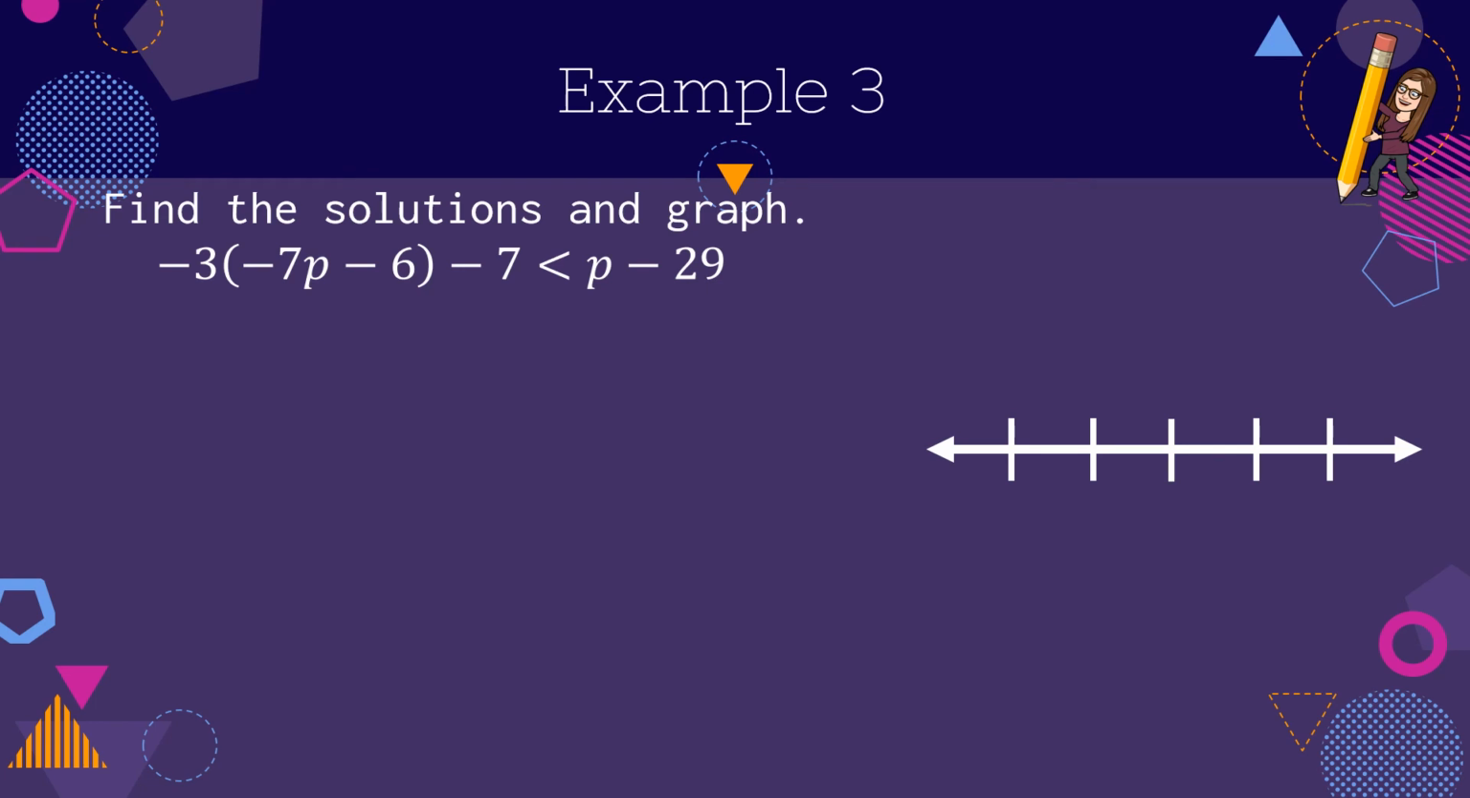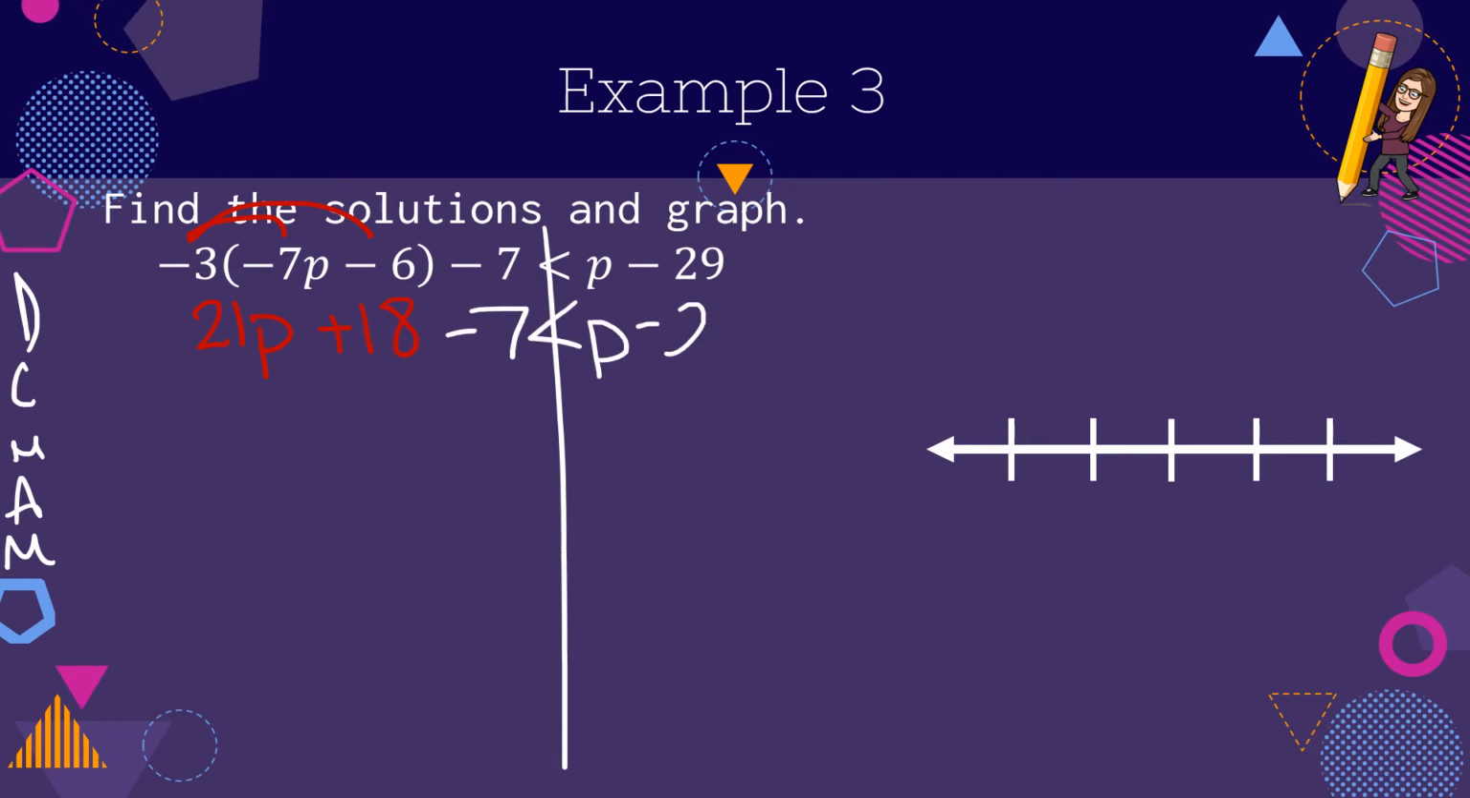Let's take a look at another one. Use our acronym, don't call me after midnight. We do have some distributing first. So I've got a +21p and a +18, and everything else falls down. Next, combining. I do have combining. Yep, I'm going to combine the +18 and the -7 to get a +11. Everything else falls down.